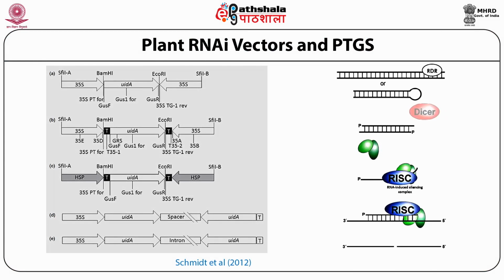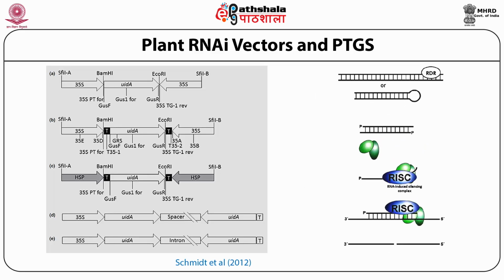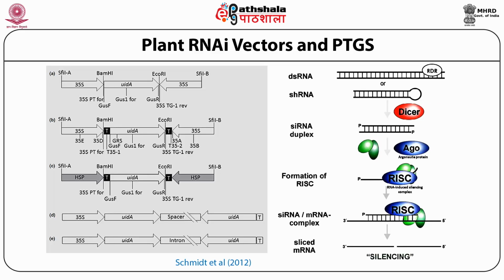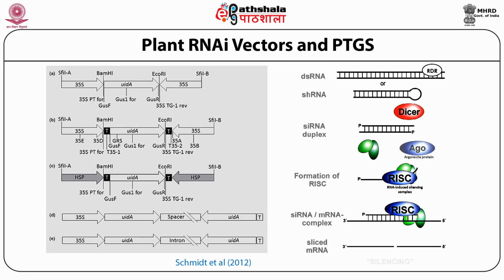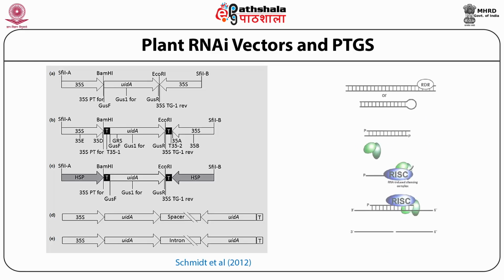Thus, special types of vectors have been developed to study post-transcriptional gene silencing, which are known as RNAi vectors. RNAi technology is a very powerful technology to study gene function and the effects of gene silencing in any plant or animal or any other system. Here on the left side, you have a panel showing how different types of RNAi vectors are created. You can take a coding gene, in this case the GUS gene, the UID-A gene.